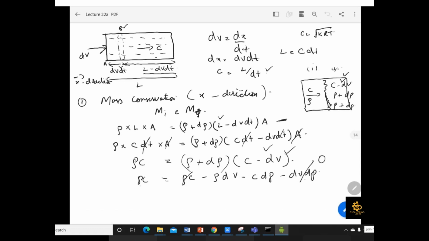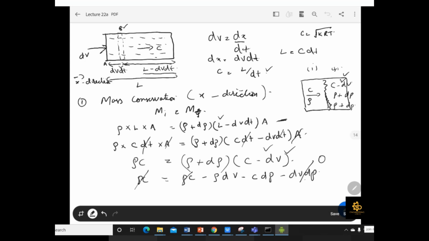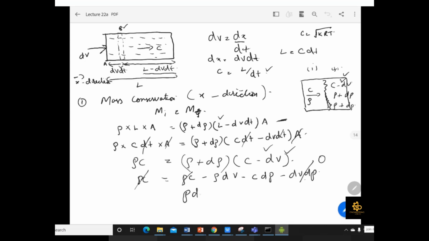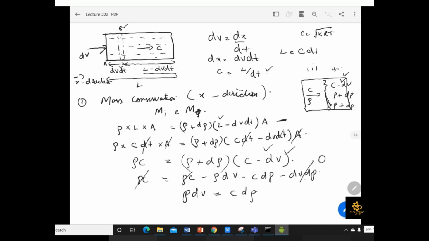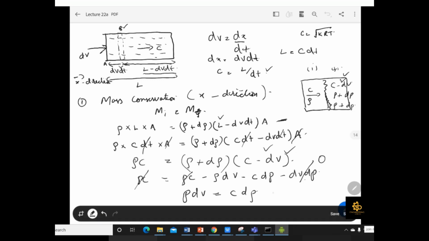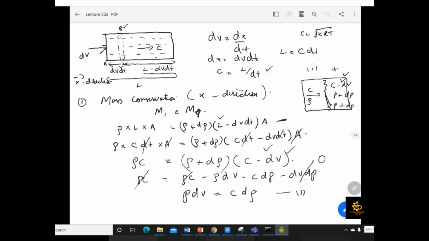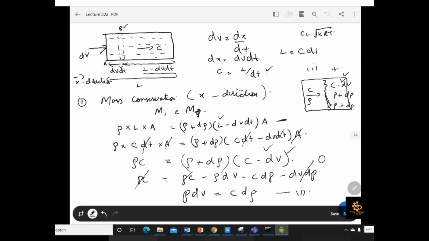So from here rho c can be eliminated. Now our final equation becomes rho dv is equal to c d rho. Okay, so this is one equation which we can use for further analysis. You can denote it with equation number 1. Till now you can just note it down, and then we will move towards the next step. If you have any questions, you can also ask me.